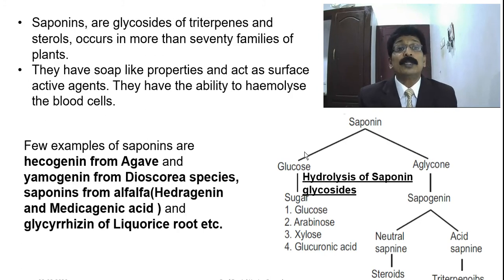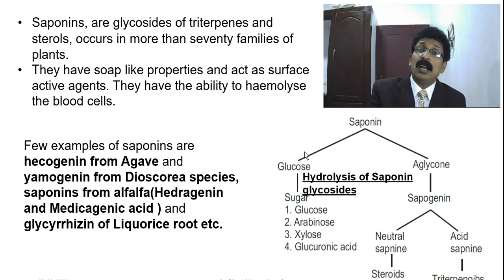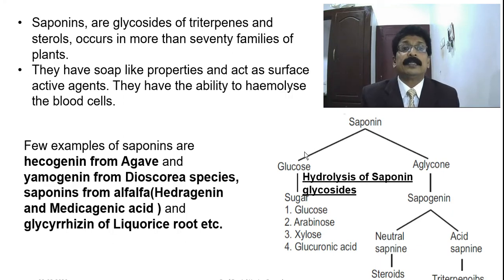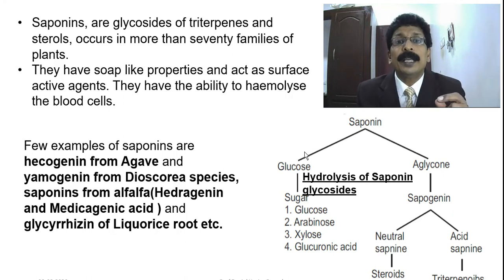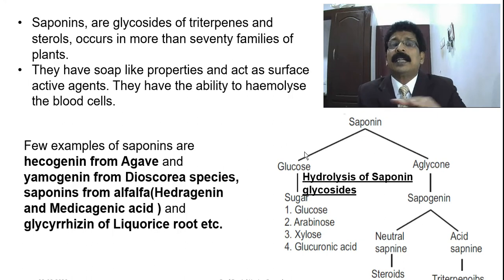And now we are coming to saponins. I told you saponins are also related to sterols and terpenes, steroids and terpenes. Saponins are glycosides of triterpenes and sterols. Triterpenes and sterols occur in more than 70 families of plants. They have a soap-like property and act as a surface active agent.